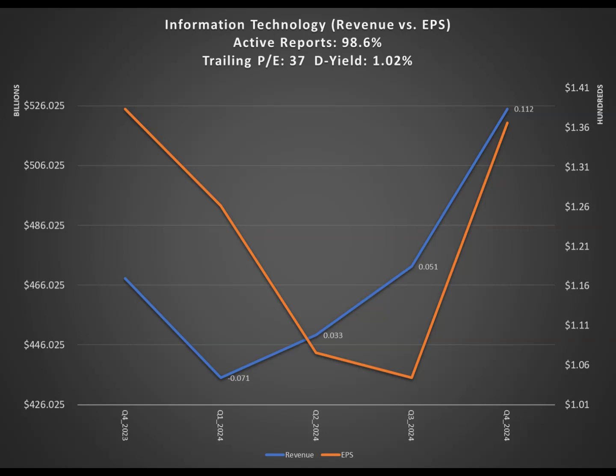Footnotes for the information technology sector. New edition, Workday Incorporated, Exchange, NASDAQ, ticker, WDAY, sub-industry, application software.